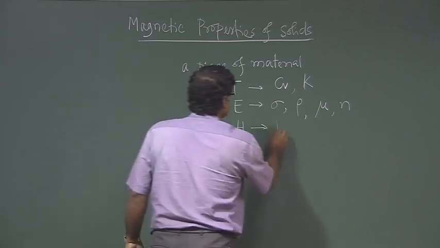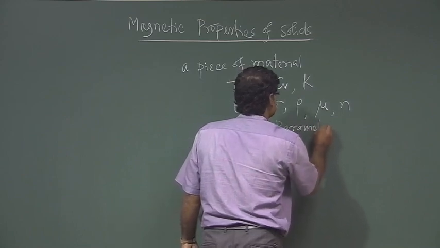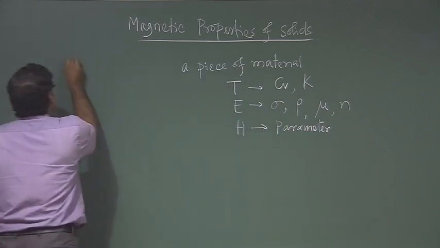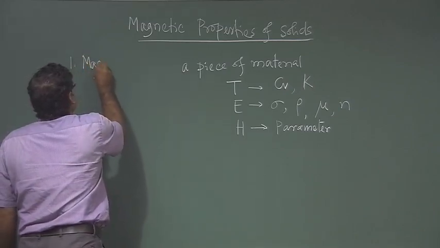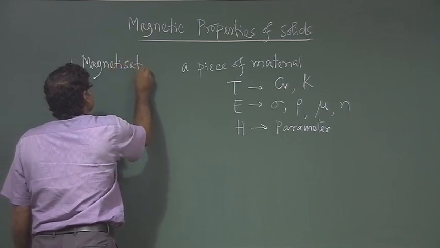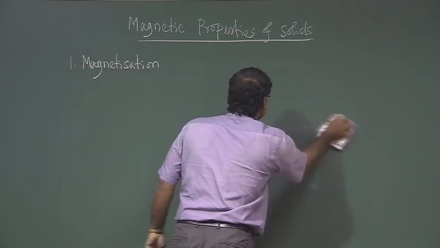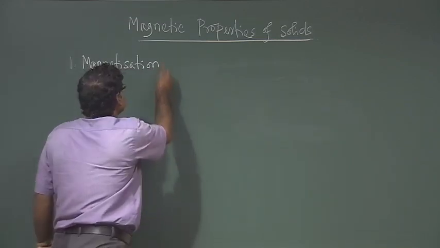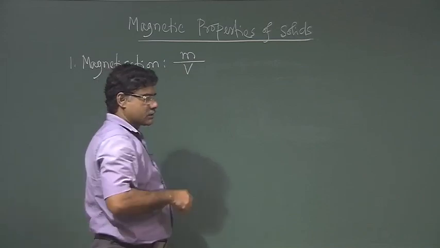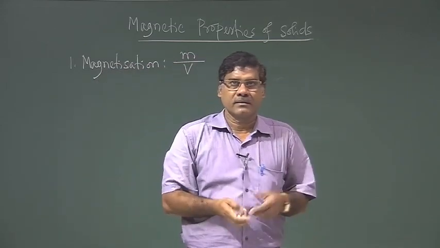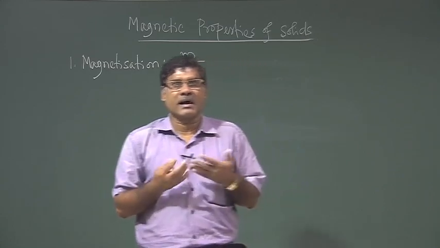So, which are those parameters in case of magnetic property? These parameters, one is magnetization. The magnetization of this material is defined by the magnetic moment per unit volume. This material has a magnetic moment if it has. So, all materials have magnetic moment.